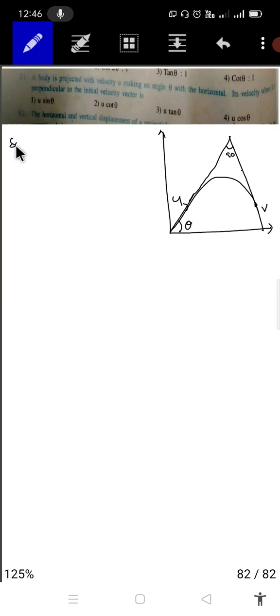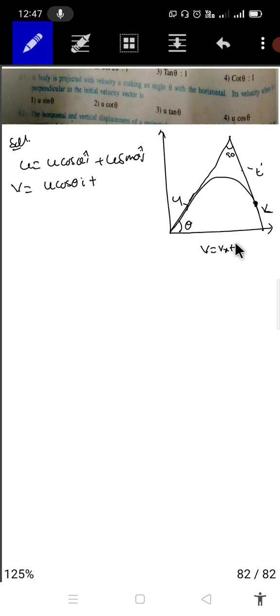Now I am going to write here the initial velocity: u equals u cos theta i cap plus u sin theta j cap. This vector is perpendicular to the final velocity after time t. After t time these two are perpendicular to each other. So the final velocity is, horizontal component remains constant, u cos theta i cap plus... so the final velocity v equals vx i cap plus vy j cap.